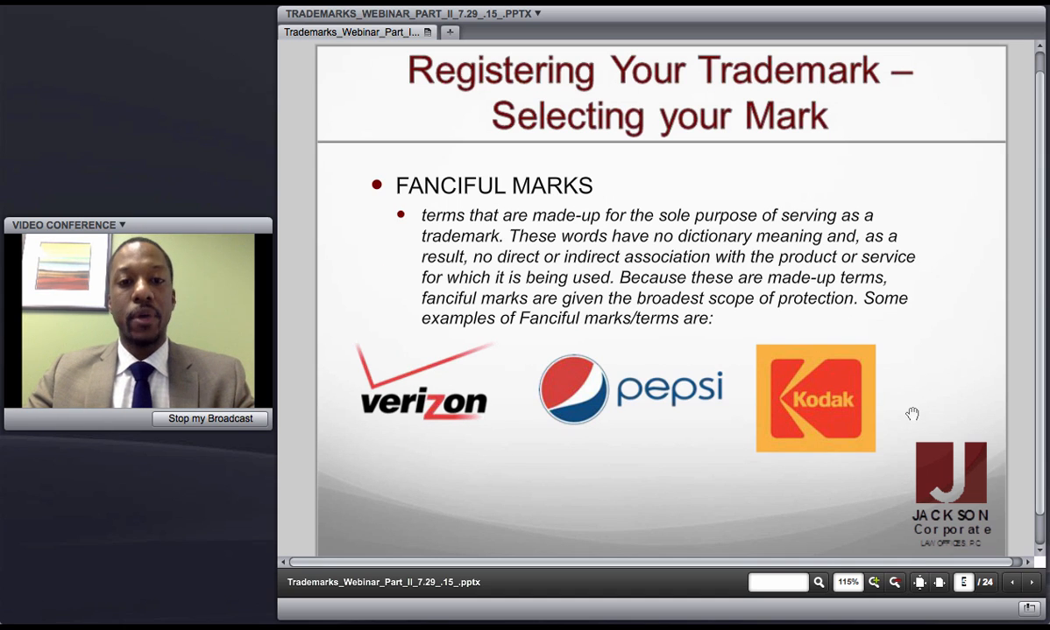So at the top, we have fanciful marks. These are marks that are completely made up. The words did not exist before the individual or company created them for the sole purpose of being a trademark. These receive the broadest scope of protection. The good thing about these marks is that you can't take a fanciful mark from a company and use it in connection with a different good or service. Some examples of fanciful marks: Verizon, Pepsi, and Kodak. Those are all terms that did not exist in the English language before they were created as a trademark for the purposes of these companies.